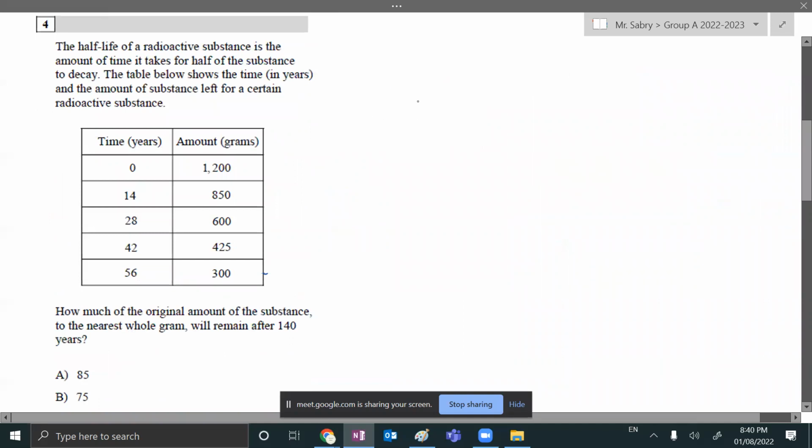Since this is definitely an exponential function, it is a times b to the power of x. A is supposed to be the initial value, and because x equals 0, the initial value must be 1200. So we put a as 1200. Then what about the b?